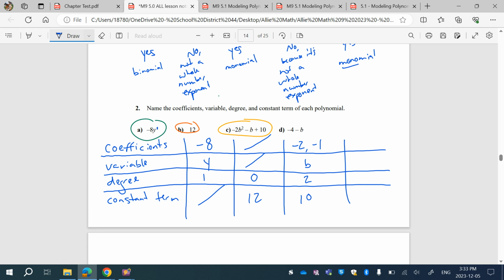Let's look at our last one. So coefficient, again, remember there's an invisible 1 right there, so we actually have a negative 1. The variable is, again, b. Degree, remember, we do have an invisible 1 there as well, so it's 1. And our constant term, this one right there, let's not forget our negative in front of it. It's going to be a negative 4. Not going to change.